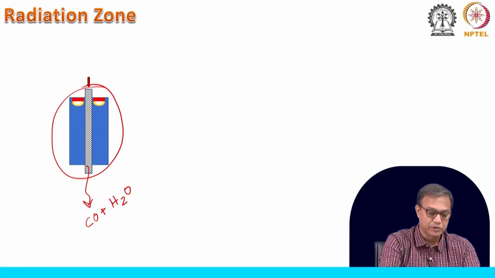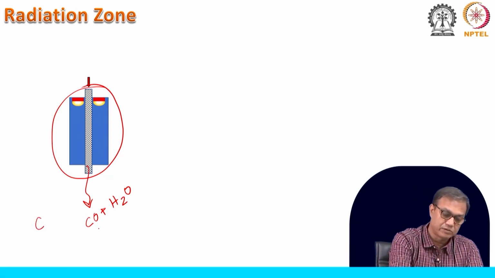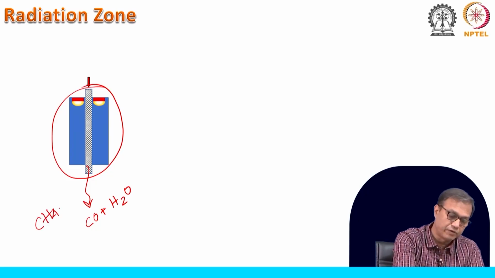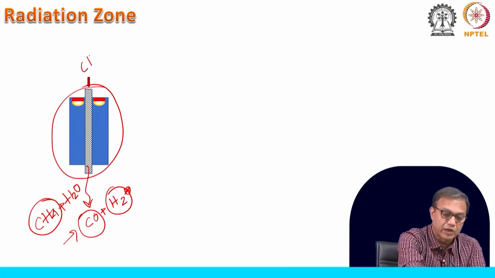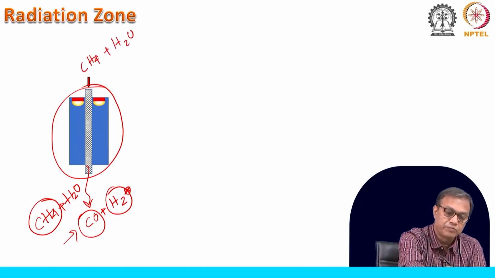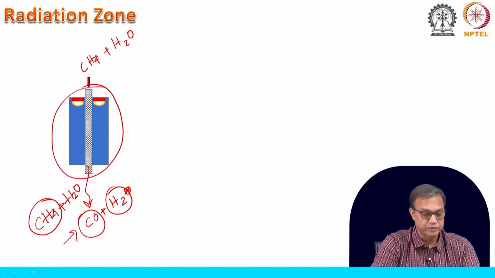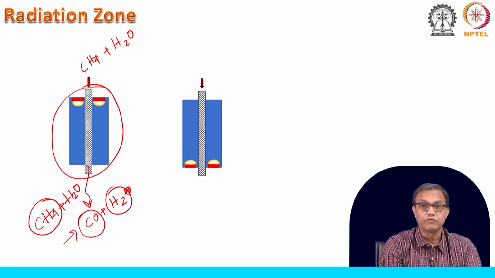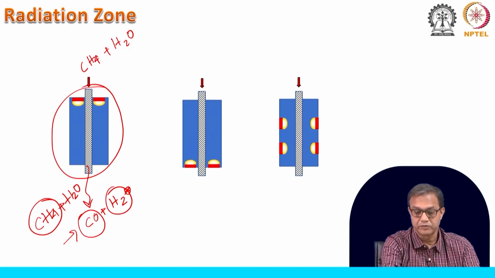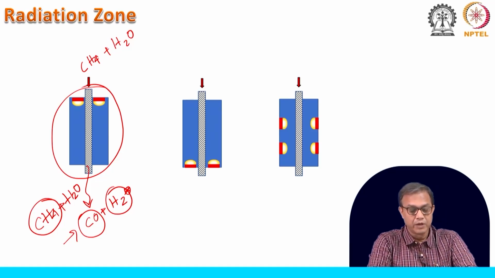And generally, I am sorry, this is not CO, CH4 will be flowing in along with H2O. So CH4 plus H2O will come in, and it will form the CO and H2, that will be the product. So, here we have CH4 plus steam, and we are adding heat using the burners. This is the top fired one, then we have the bottom fired and the side fired one, and there are different geometries that are possible.